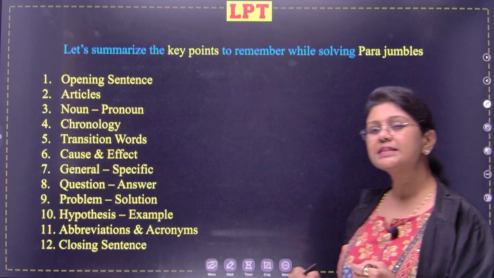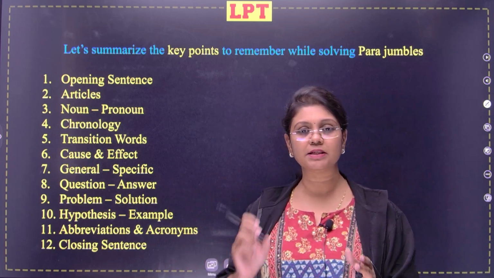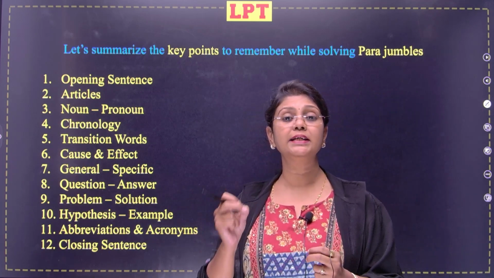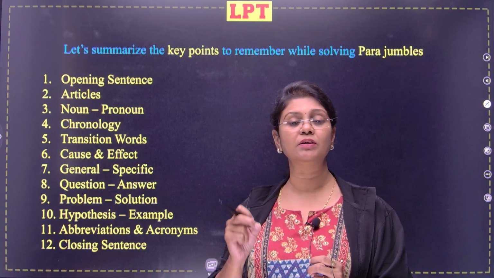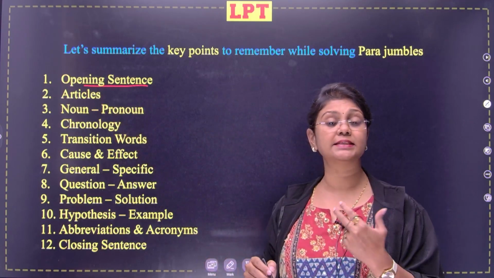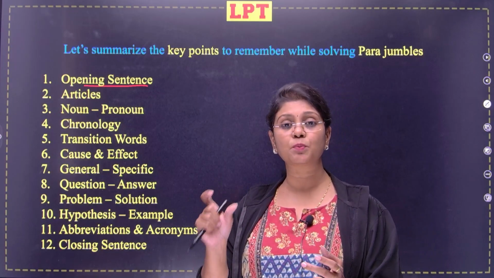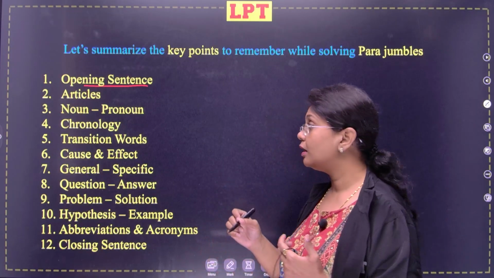Now let's quickly summarize what all things we have discussed in this short session. It is mostly about the indicators that you have to keep in mind when you're solving a parajumble question. First, of course, is the opening sentence. As I mentioned before, the opening sentence is a sentence that is broad and general in its connotation.